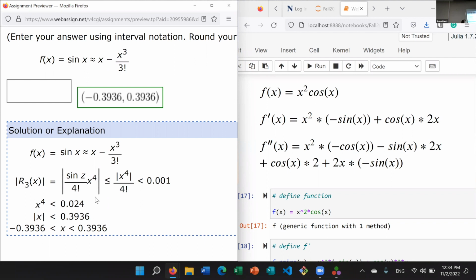And then you're going to say, okay, I don't know what x is, but I can do what? Multiply by, excuse me, 0.001 times 4 factorial, not divided. Multiply by 4 factorial. Then it gives you this number. And then now what do you do? Take a 4th root, and then it gives you this number. So the x has to be between those two numbers. Does it make sense? Okay.